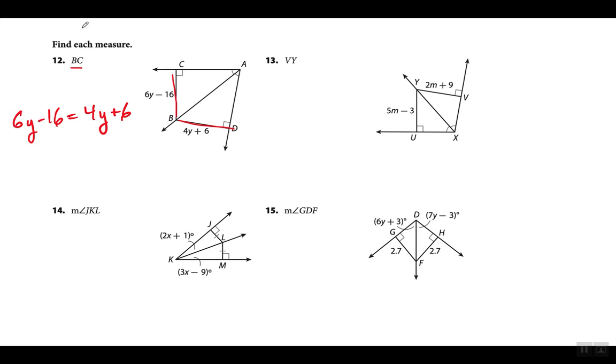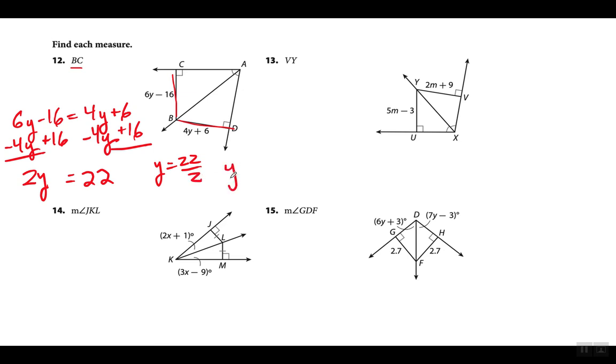Alright, so right here I got to solve for y. So let me move 4y to the left and subtract it. That's going to give me 2y. And move minus 16 to the right by adding it, which is going to give me 22. So y equals 22 divided by 2. So y equals 11. However, that's not my answer because the question is, what is the length of segment BC?